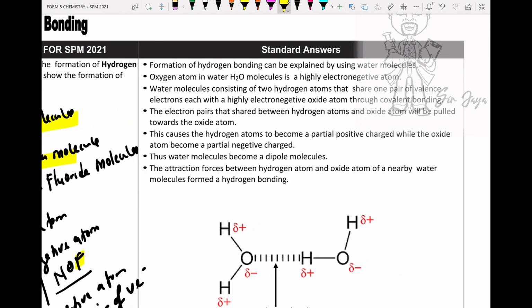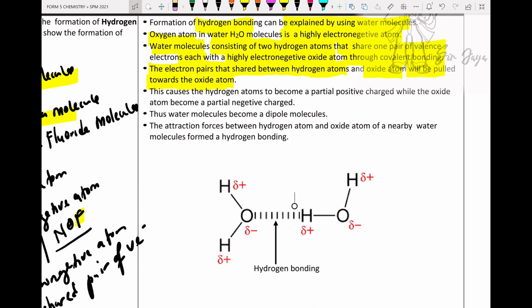The formation of hydrogen bonding can be explained by using water molecule. Oxygen atom in water molecules is a highly electronegative atom. So water molecule H2O consists of two hydrogen atoms that share one pair of valence electrons each with a highly electronegative oxygen atom through formation of covalent bonding. The electron pair shared between the hydrogen atom and oxygen atom will be pulled towards the oxygen atom because oxygen atom is a highly electronegative atom.